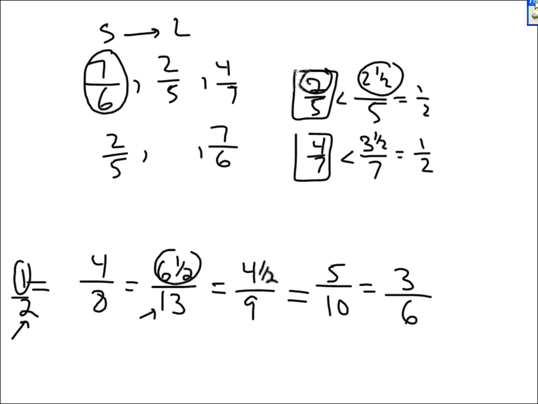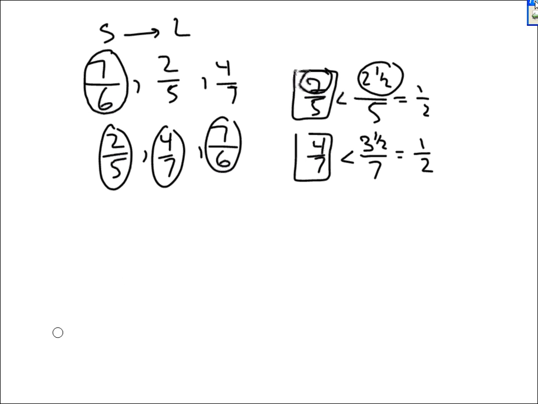2 over 5, 4 over 7. 2/5 is smaller than 4 over 7. 2/5 is less than a half. This is more than a half, or less than 1. And this is more than 1. I would know a half like I know my name. The numerator should be half of the denominator.